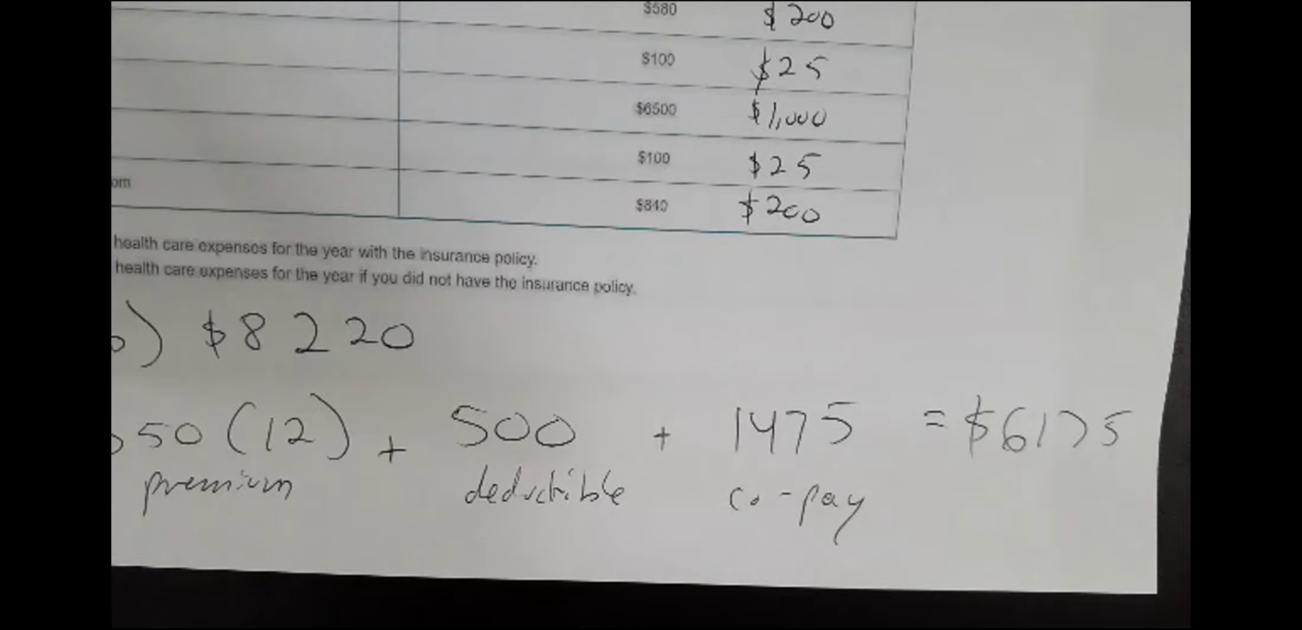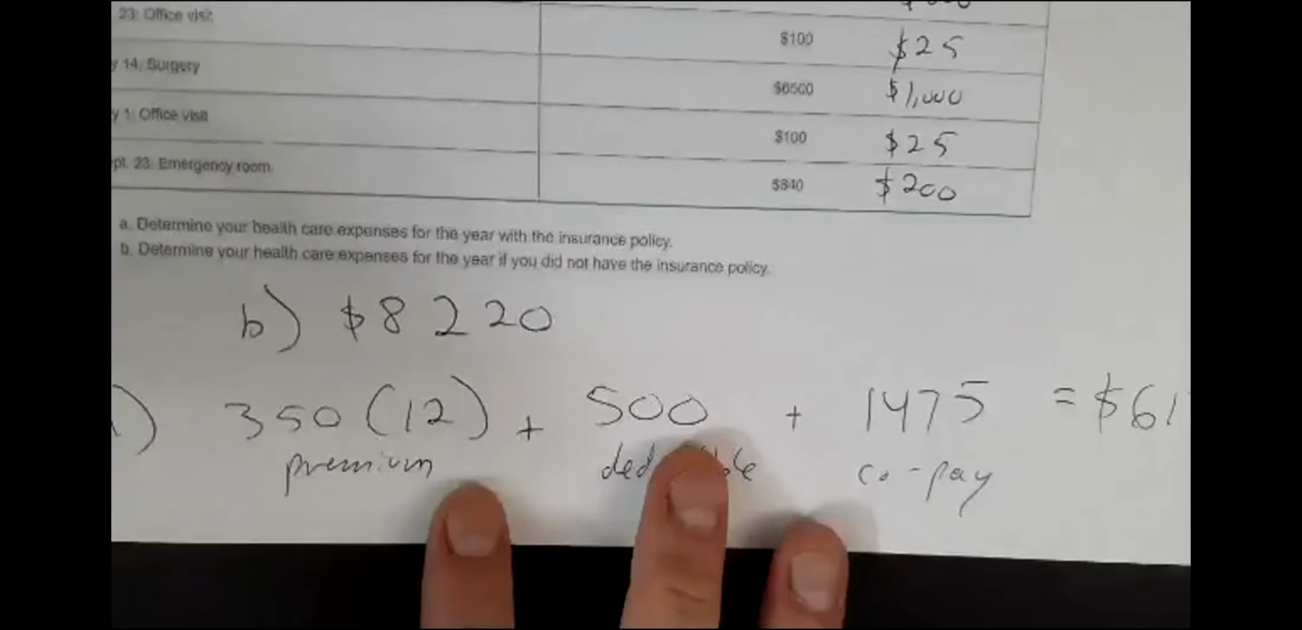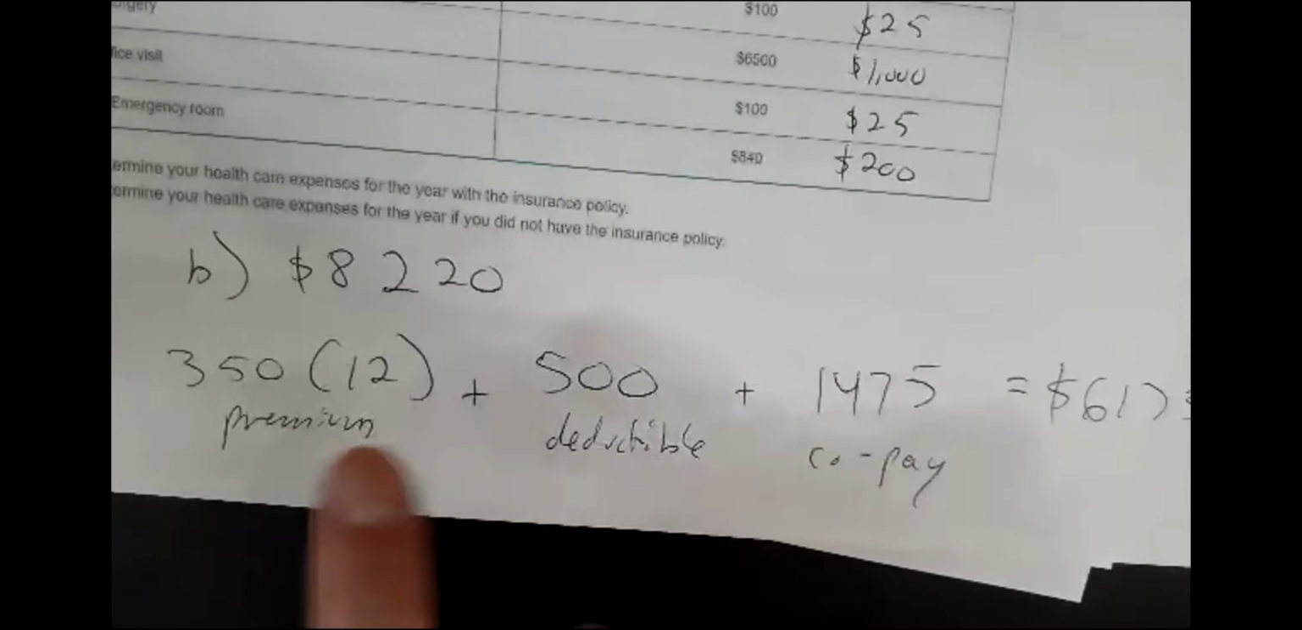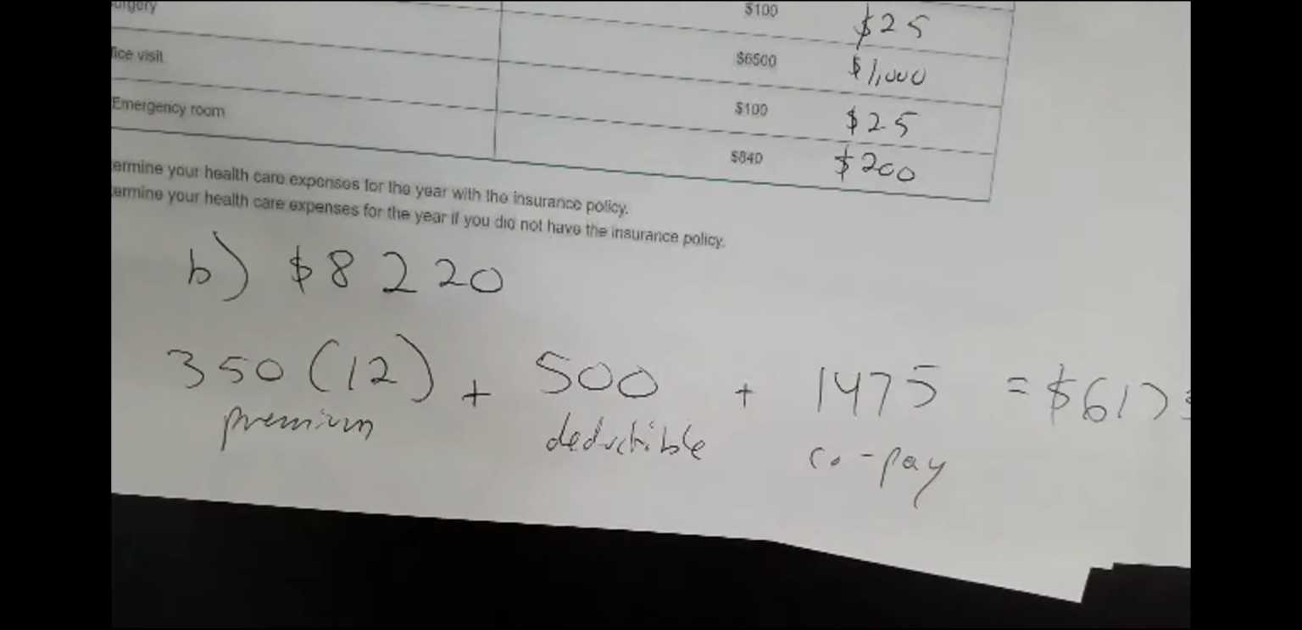That was 8220 minus 1475. Where are you at here? I'm not subtracting anything. I'm just adding these three things. Oh, okay. My premium, deductible, and my copays that I'm paying with my insurance.